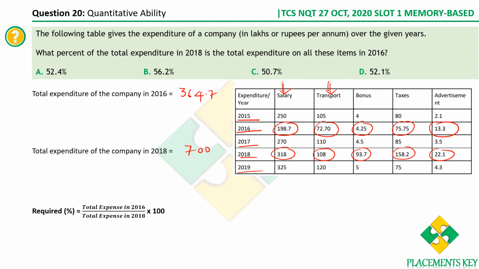Now what did they ask for? We are supposed to find the total expense in 2016 as a percentage of the total expense in 2018. I repeat, we are finding the total expense in 2016 as a percentage of total expense in 2018. So the value is 364.7 divided by 700 into 100. What is the value that you get? 52.1%, option D. It's a very simple question, just the computation, that's it.